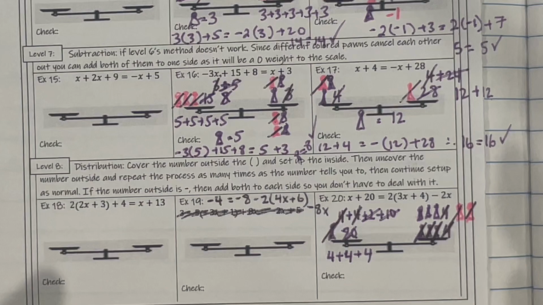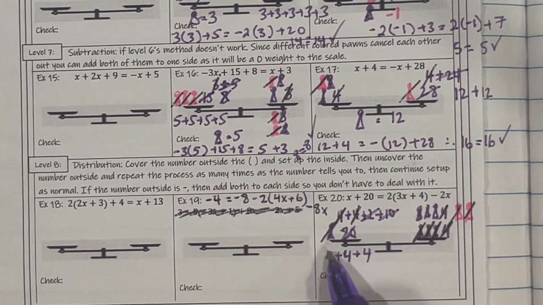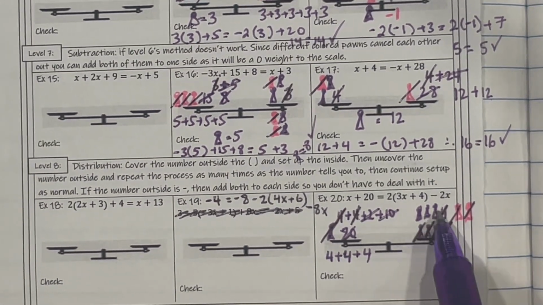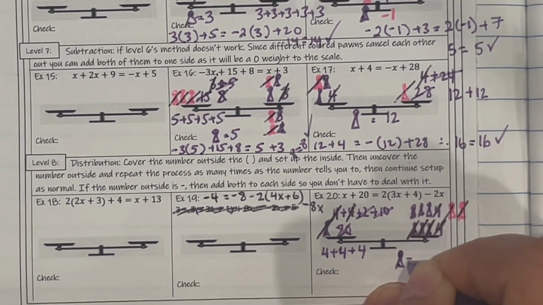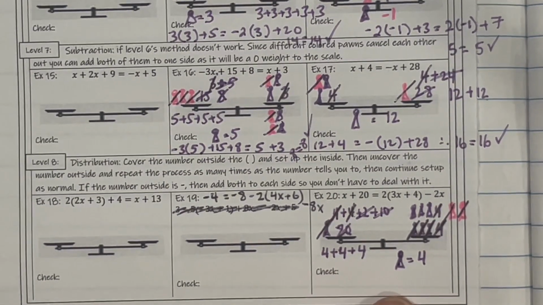And I haven't changed the scale. But when I do this, I can see the pawn is equal to 4, the pawn is equal to 4, the pawn is equal to 4, meaning my final answer is that pawn is equal to 4. All right, let's double check that.